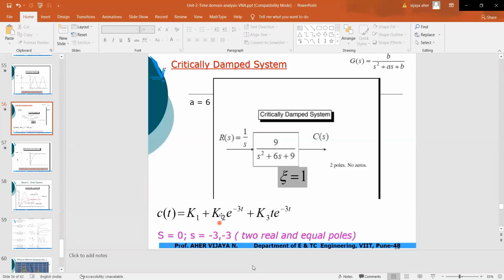आता बघा दुसरी टर्म काय आहे? 1 divided by S plus 3. Laplace inverse of 1 divided by S plus 3 is e raised to the power minus 3t. इथे प्लस असेल, S प्लस असेल तर minus 3t येणार. S मायनस असतं तर काय आलं असतं Laplace inverse? Plus 3. Very good, very good.